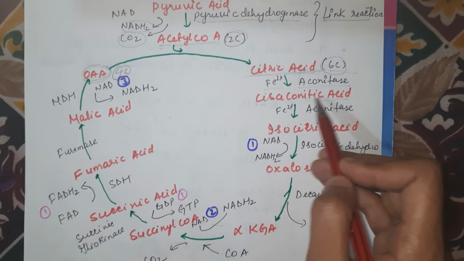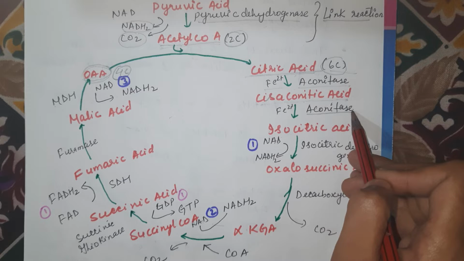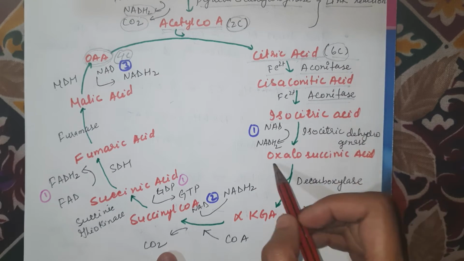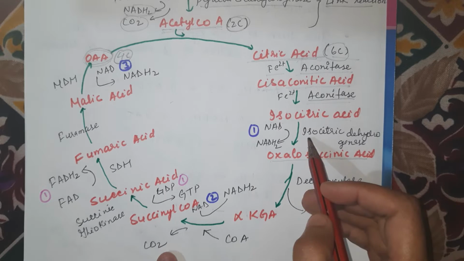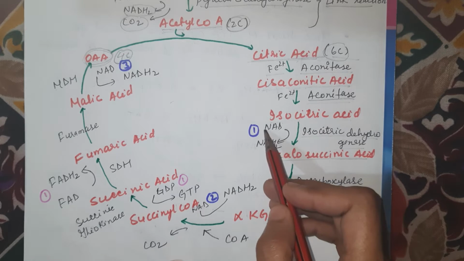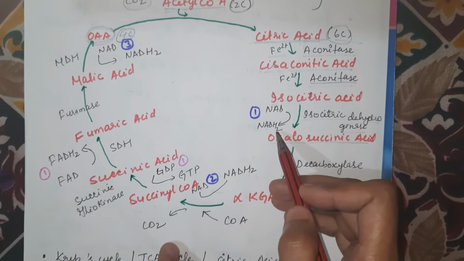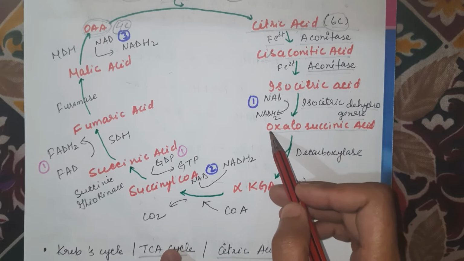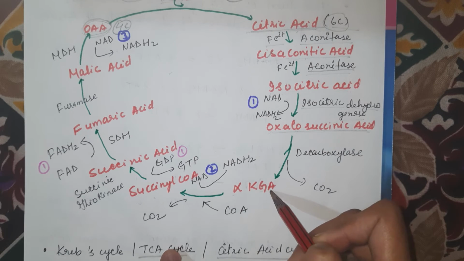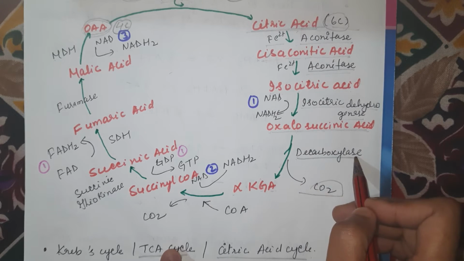Then cis-aconitic acid is converted into isocitric acid in the presence of aconitase. And isocitric acid is converted into oxalosuccinic acid in the presence of isocitric dehydrogenase enzyme. In this step, 1 NAD is converted into NADH2. And in the next step, when oxalosuccinic acid is converted into alpha ketoglutaric acid, 1 decarboxylation occurs in the presence of decarboxylase.